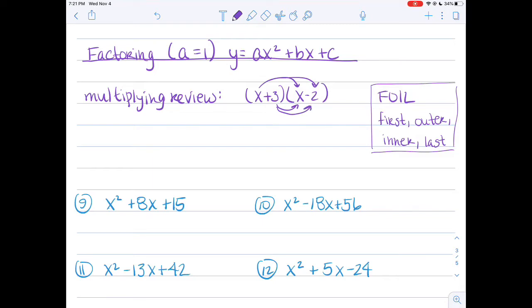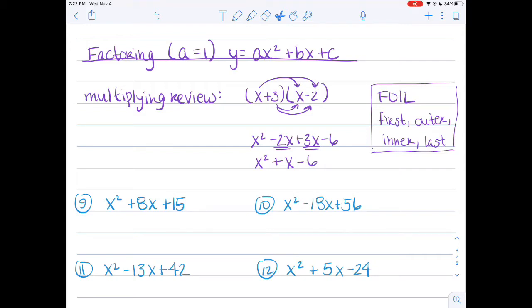All right, so if we do this distribution, we have an x squared, and then we have minus 2x plus 3x and minus 6. We have a couple of like terms that we can add together to give me -2 plus 3 is going to be a positive 1, so x squared plus a positive 1x, and then minus 6. All right, so notice that now I have a quadratic expression in standard form. An ax squared plus a bx plus a c, my a is equal to 1.